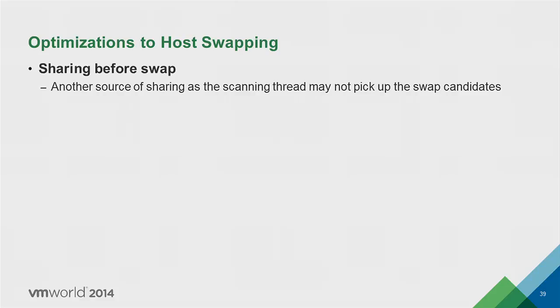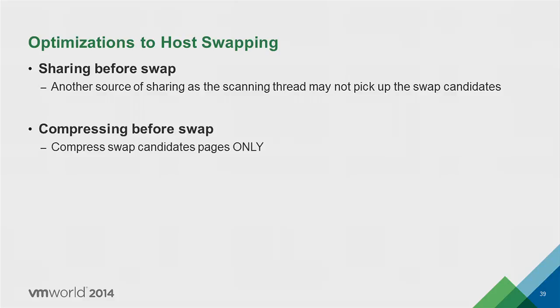Basically, in ESX, before we actually swap out a page, we first try to share this page, if the page has not been picked up by the page sharing scanning thread. If the page is not shareable, then we try to compress this page. So ESX only compresses the swap candidate page, which means we will not proactively compress the regular VM memory. If the page is not compressible, lastly, we can try to swap it to a host cache, which essentially is an SSD.